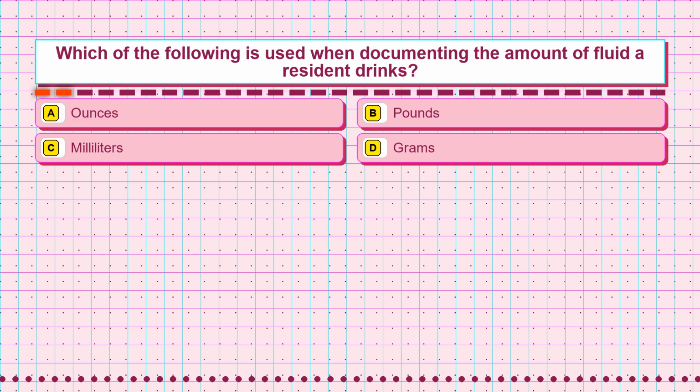Question 5. Which of the following is used when documenting the amount of fluid a resident drinks? Option A. Ounces. Option B. Pounds. Option C. Milliliters. Option D. Grams.